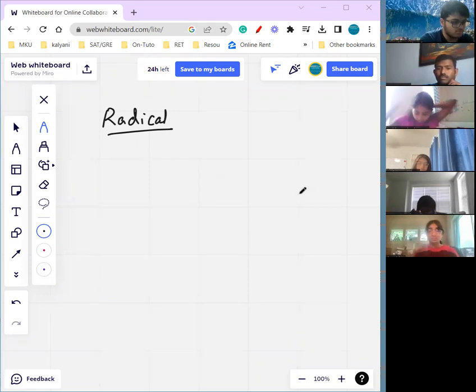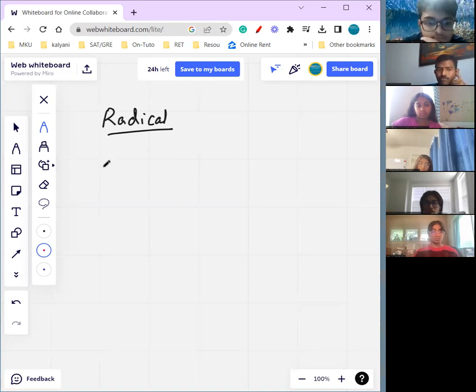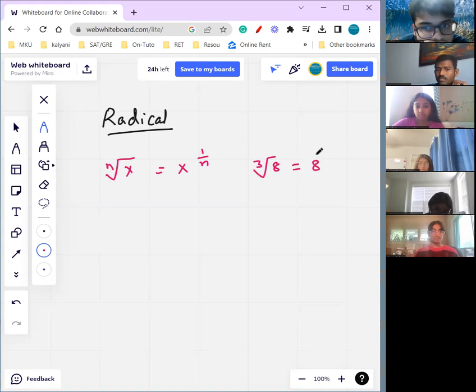Excellent. So let's review a little bit from the radicals from the last class, and then we will jump on to practicing different types of questions from the test point of view. I'm going to put down some rules. We did this last class too, but it's a quick review. If I write the nth radical of x, I can write it as x to the 1 over n. For example, if I have the cube root of 8, I can write it as 8 to the 1/3 exponent.